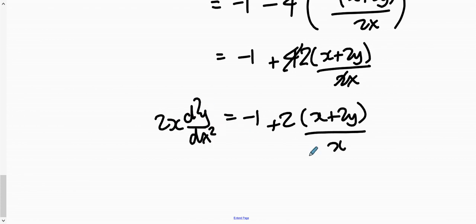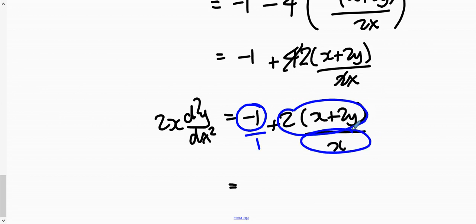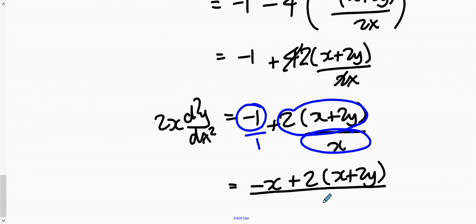Now, I'm going to take that 2x over, but it probably makes sense to turn this into a single fraction first. So I'm going to do it by cross multiplication. So I've got that divided by 1, and then this divided by this are the sort of cross multiplication components. So this times this is going to be minus x. This times this is going to be 2x plus 2y over this times this, x.